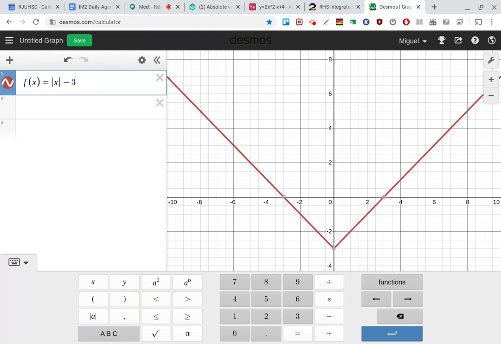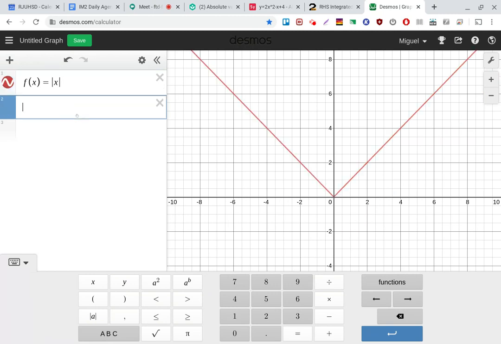So I want you to do something and tell me how to make it go to the right. I want to make it go to the right 3. All right, so you guys go ahead and go to Desmos and then put this function. And then you can call it G. And then make it be a V shape and have it be over here on the right side.